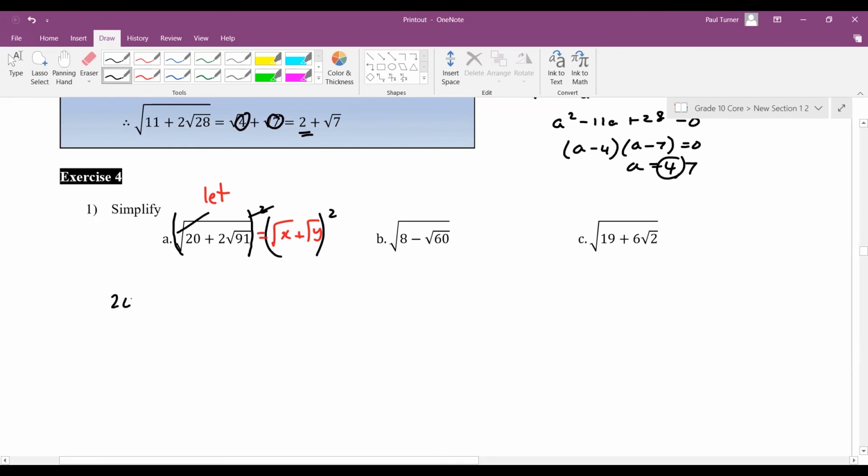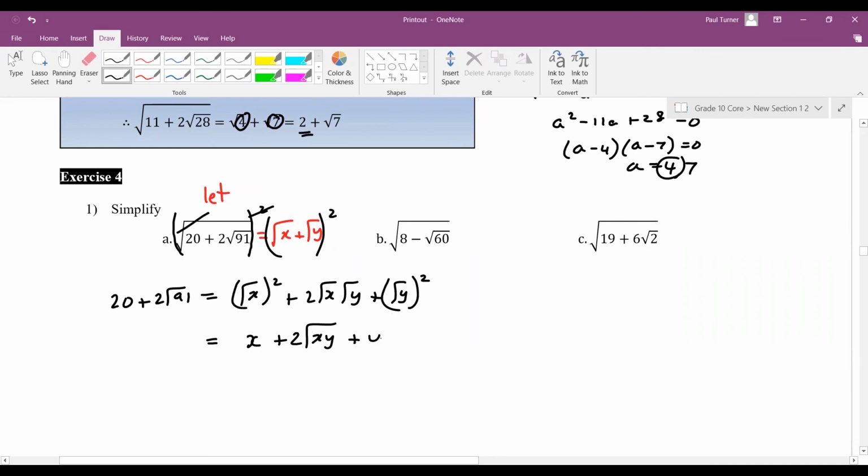So you have 20 plus 2 root 91 equals, now if we expand that, let's do the whole thing: root x squared plus 2 root x root y plus root y squared. It's easier just to do the whole work instead of trying to remember formulas. I'm not good at remembering them, so I just do everything. So root x squared is x, plus 2 root xy, plus root y squared is y.